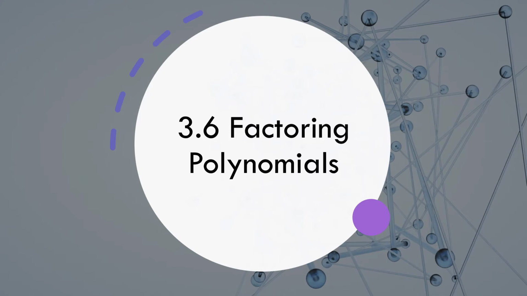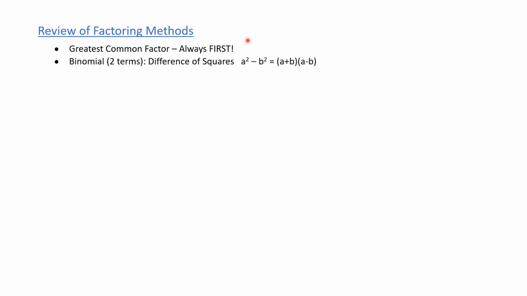This is the Advanced Functions lesson on 3.6, Factoring Polynomials. Let's review some of the factoring methods that we already know. We already know that the greatest common factor is what you always look for first, no matter what kind of polynomial expression you have. A binomial means there's two terms, and if it doesn't have a greatest common factor, you can check to see if it's a difference of squares, factors like this if it is.